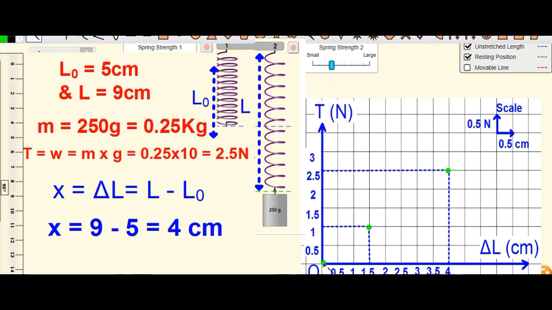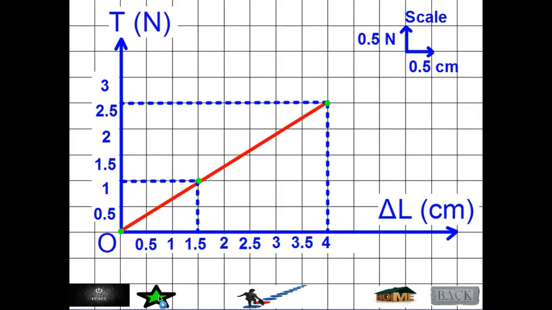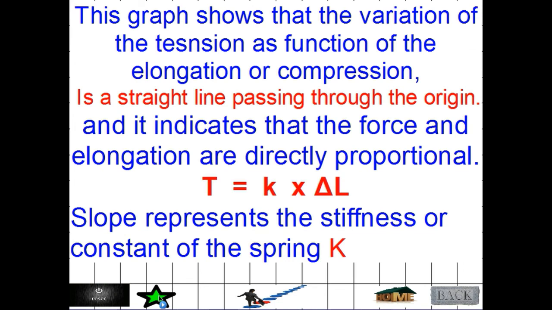Now we can join the points to get our graph. And this is the first point, second point, and third point, and this one is a straight line passing through the origin. So from this graph, we can show that the variation of the tension as function of the elongation or compression of the spring is a straight line passing through the origin, and it indicates that the force and elongation are directly proportional. So T equal K times delta L, and K is a constant equal to the slope of the straight line. So the slope represents the stiffness or the constant of the spring.